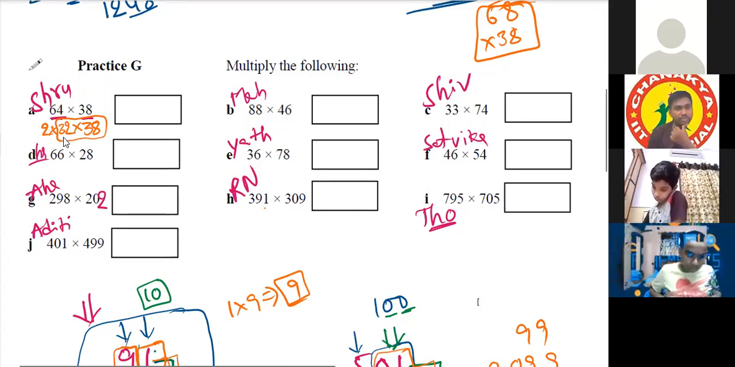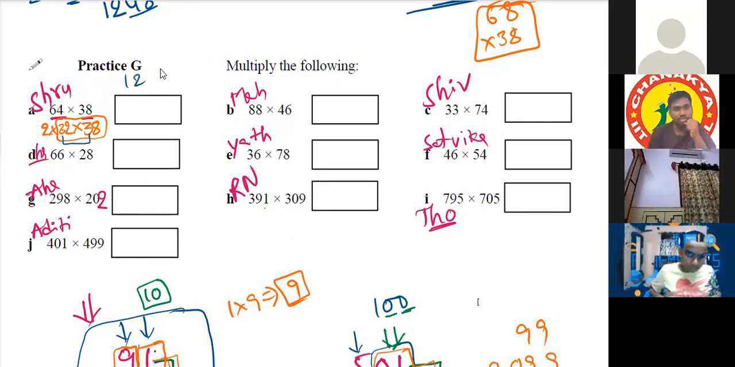What is the product of these two, 32 into 38? Sir, 32 and 38. 1216. Yes, 1216. Then double this number. 2432. That's all. 2432.